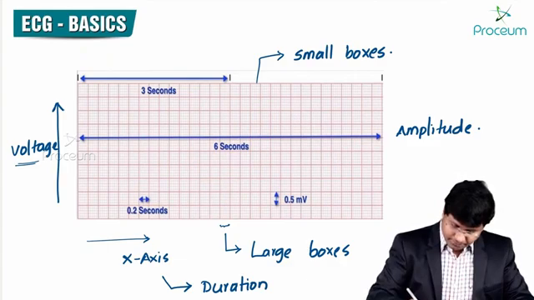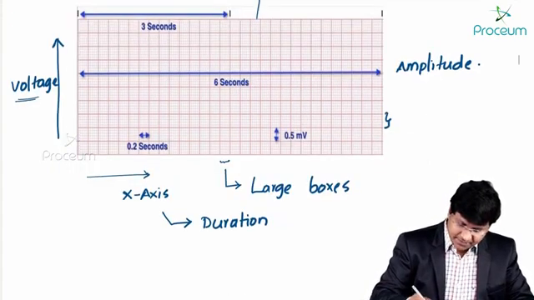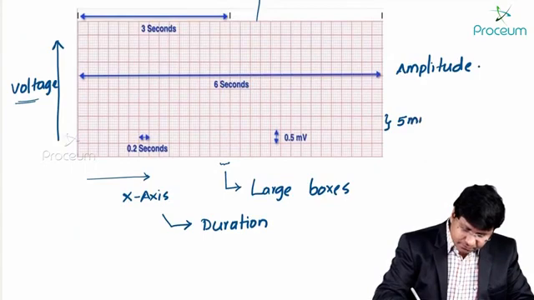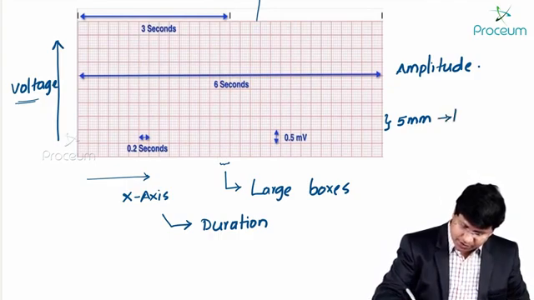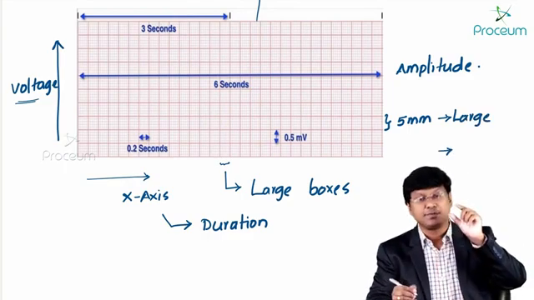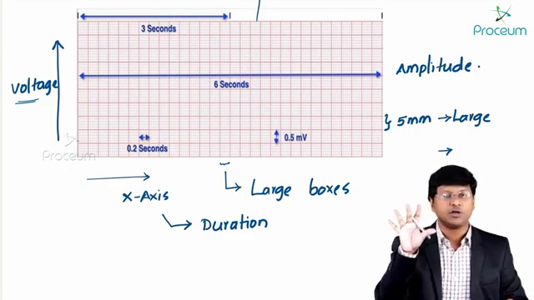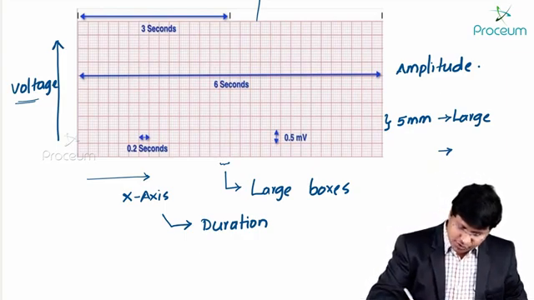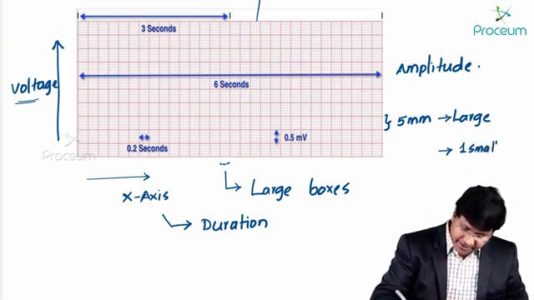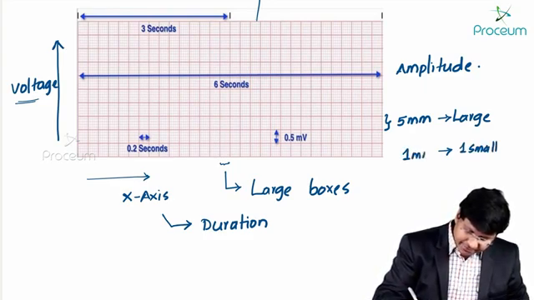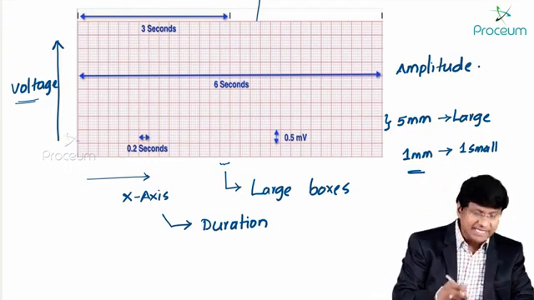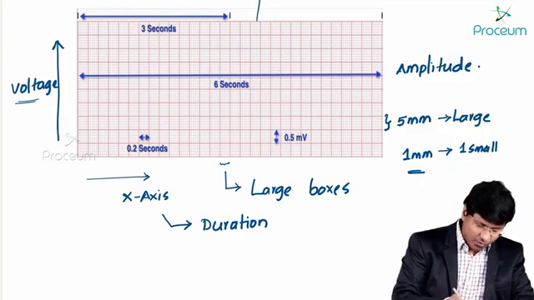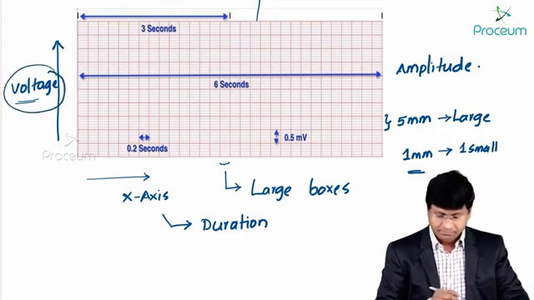Remember, one large box is equal to 5 mm. That means in 1 large box, how many small boxes are there vertically? 5 small boxes are there. So 1 small box on the ECG paper will be equal to 1 mm. And what is your y-axis telling you? The y-axis is telling you about the voltage.